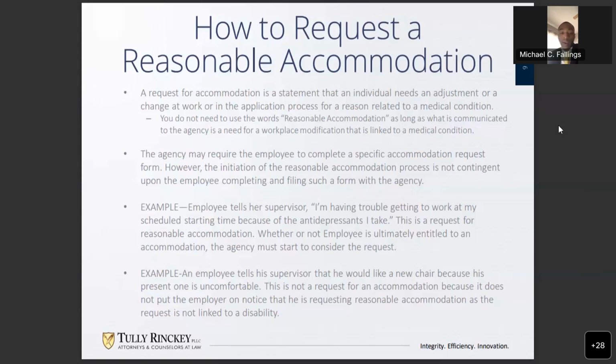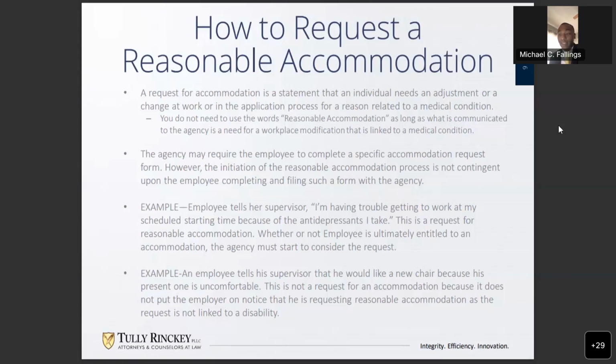So if you change this around and you say, well, I need a new chair because I have this medical condition related to my back, or I can't sit for long periods of time because of this certain medical condition, that could be considered a reasonable accommodation request. And the agency is required to at least start the process. Again, that doesn't mean that the agency will guarantee that you'll get the accommodation, but they're at least required to start the process for the reasonable accommodation request.